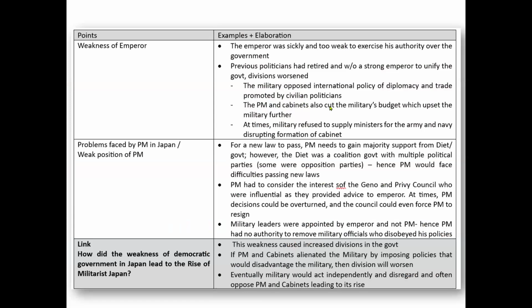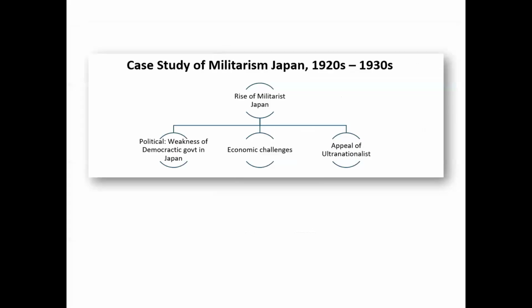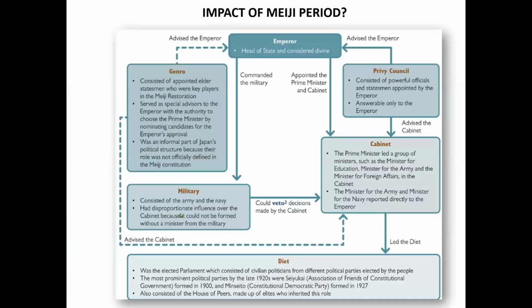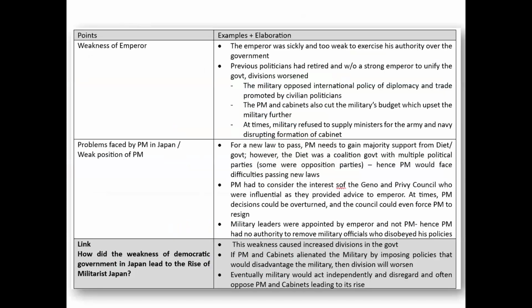Now, the military, however, opposed international policy of diplomacy or trade. They just wanted to make sure that they got the real deal. It is very upsetting for the military when their budget is being cut. At times the military refused to supply ministers for the army and navy, and because of that, the cabinet can't really form. Remember, you need to have a minister in the cabinet, because if not, you don't have a full cabinet. You don't have the minister of foreign affairs or minister of war, something like that. So it becomes a very incomplete cabinet, and it feels as though the military runs by itself.